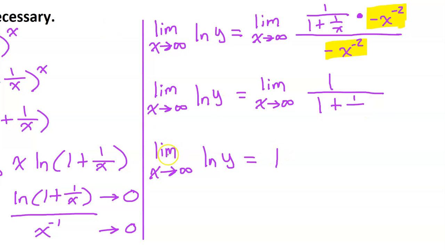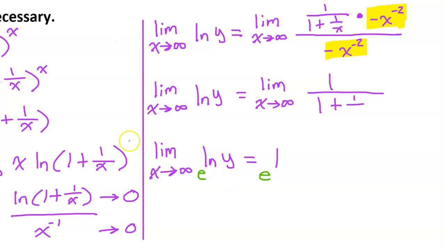We have now found the limit as x approaches infinity of natural log y. But we really wanted the limit of just y by itself. So here's another trick that we can use. We can exponentiate both sides of this equation. Even though there's a limit here, this still is valid. So if I put a base e on both sides, the base e and the natural log cancel each other out, and that just leaves y.